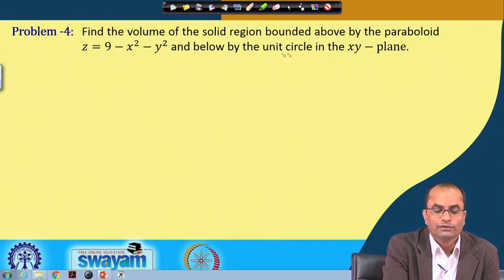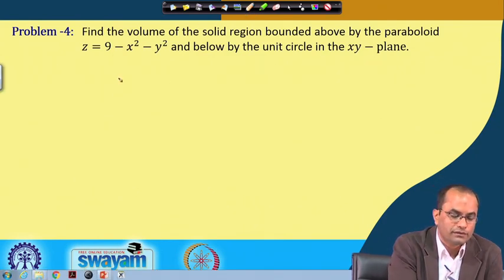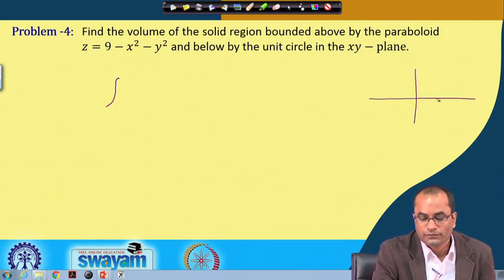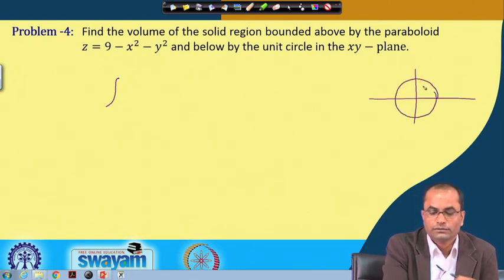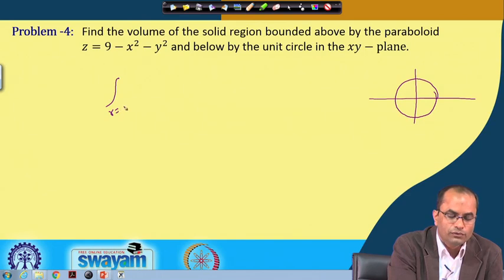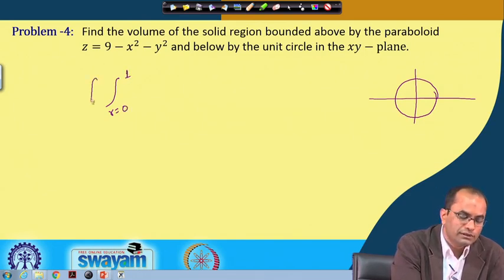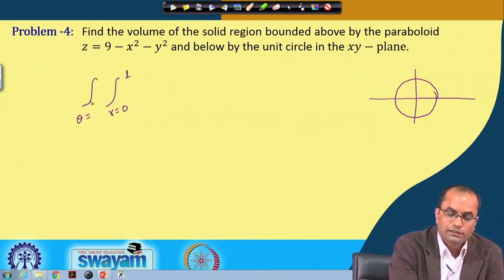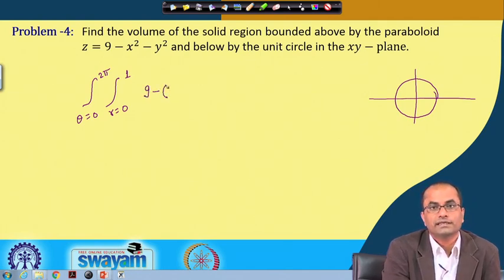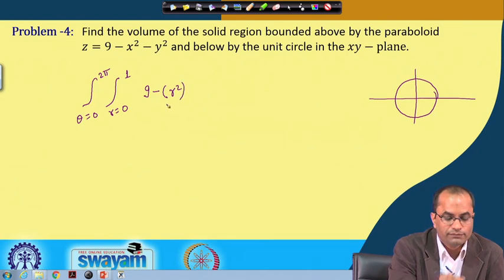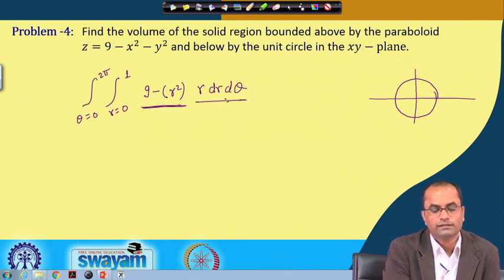So, here again we have the unit circle. So, we know the region now, and we can easily draw the limits. So, the r will go from 0 to 1. We have the unit circle. For the limits of theta, it will be from 0 to 2 pi, and we have the integrand 9 minus x square plus y square, which will become r square in the polar coordinate, and then we have r dr d theta.